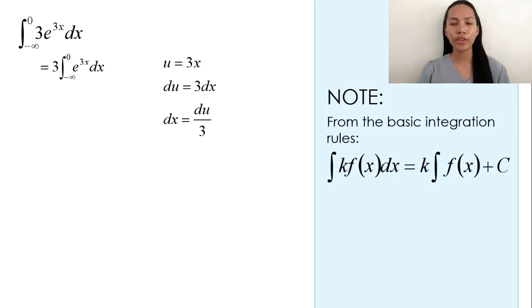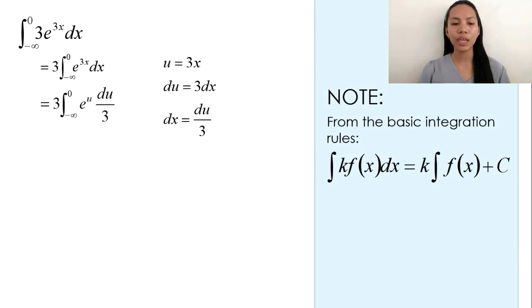So, u is equal to 3x, du is equal to 3 dx, dx is equal to du all over 3. So, dito is substitute lang natin itong u, du, dx sa ating function. So, ang next step will be 3 integral of e raised to u, yung u dito is equal to 3x, times or multiplied to du all over 3. Ang du all over 3 dito is the dx.